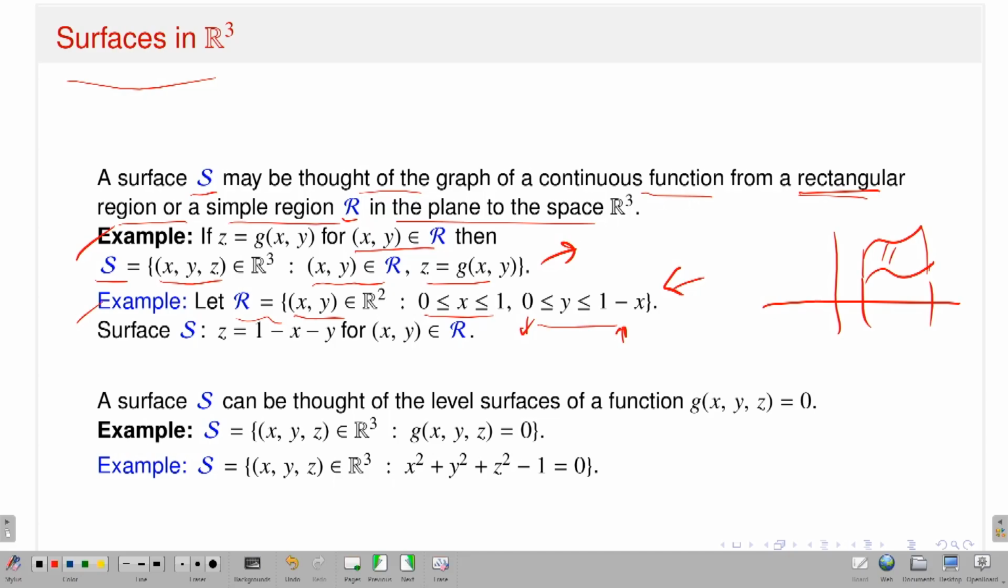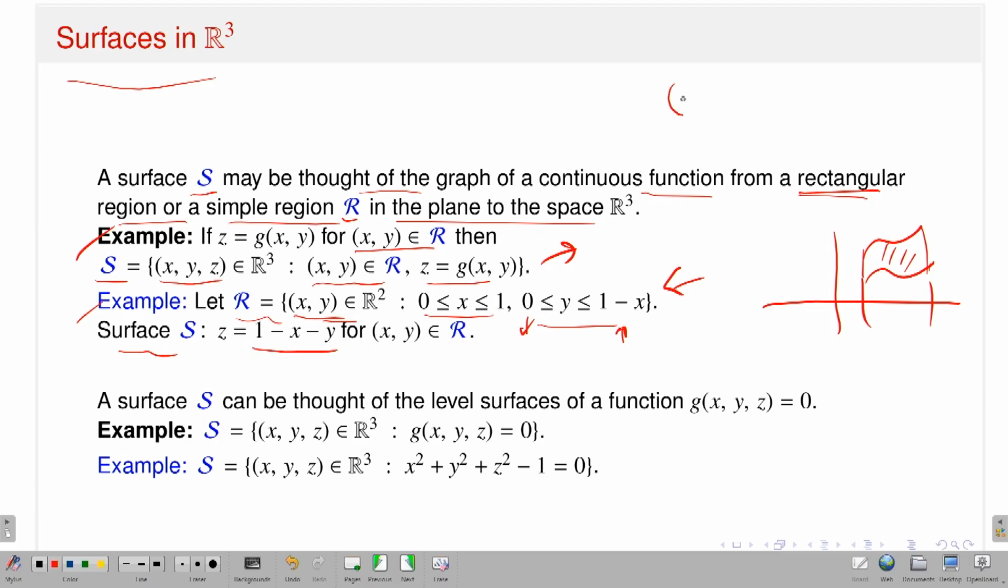So this kind of region is called a vertically simple region. Now if in R I have a nice region, that's why I said simple region, like a vertically simple region, and I am saying that the surface is the collection of all those x, y, z where x and y run over this region R and z is written in terms of 1 minus x minus y.